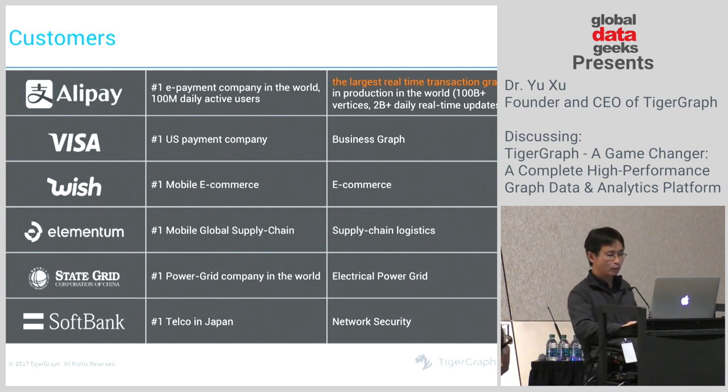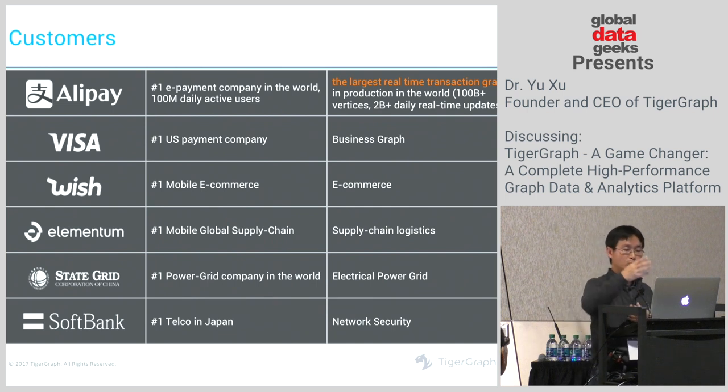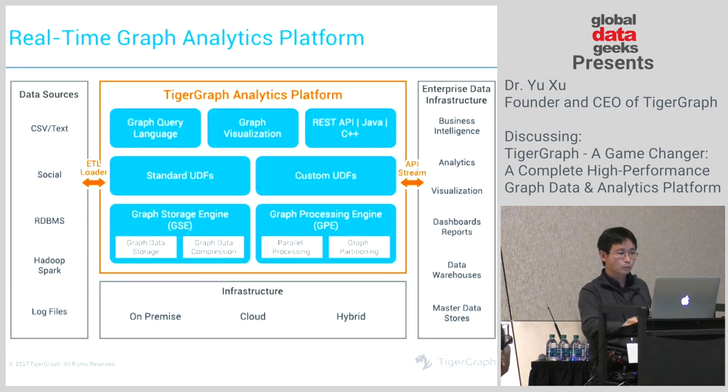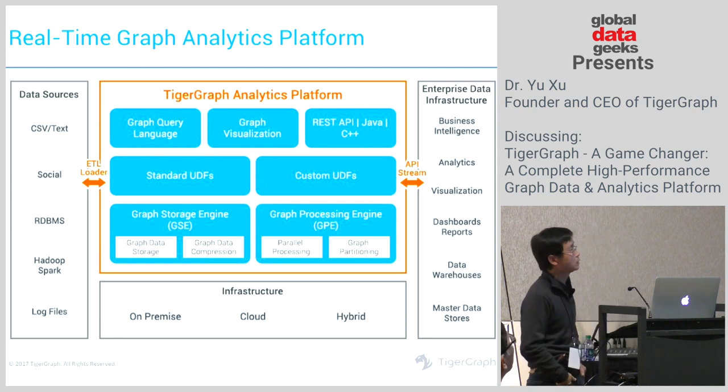SoftBank is the number one telecom company in Japan. We work with them to power their internal network security applications, about how people connect to log into machines, what they do, and this type of thing. They have complex VPN control, and a lot of people. So that's about the use cases.